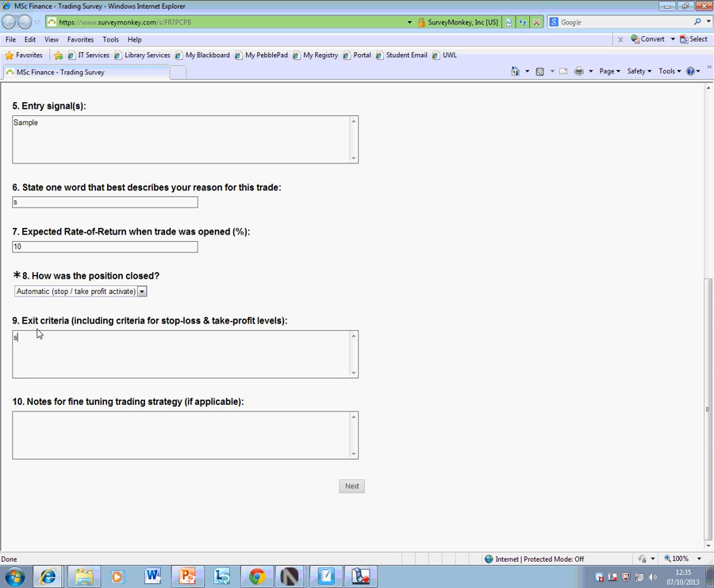Question 9 is exit criteria. What was your exit criteria? If you decided to close the position manually, on what basis did you do that? To stop the loss is the obvious one. But if you set a stop loss level, what was your criteria for setting that level? What analysis informed the level I'm going to put the stop loss at?